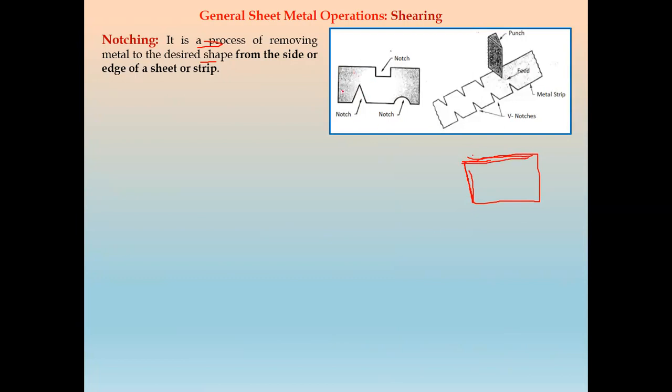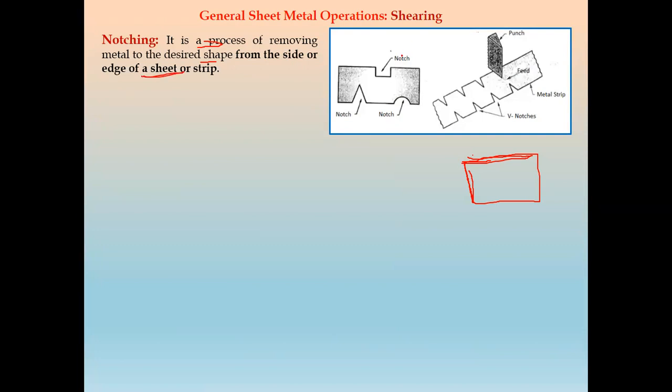So we do operations. Here we have cut a notch, that is the triangular notch. Here we have cut a semicircle notch. Here we have a square notch. So if you see, it is a process of removing metal to a desired shape from a side or edge of the strip. That is called a notching operation.